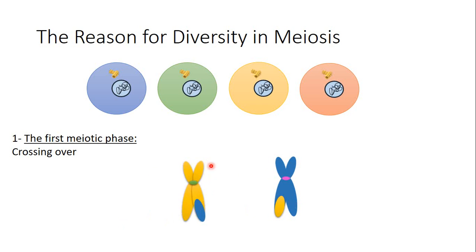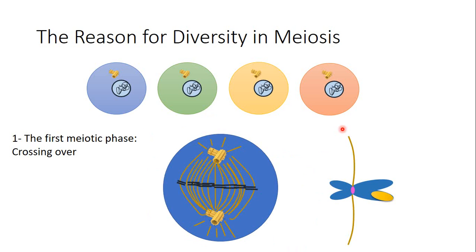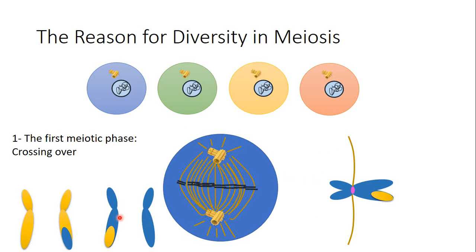So I might get a chromosome with both maternal and paternal genetic material on it, and this is called crossing over. And I might get many crossing overs between two chromosomes. At the second meiotic phase, one chromosome is going to go to one cell and the other chromosome to the other cell. When the two sister chromatids are separated, I will also get 4 non-identical sister chromatids.